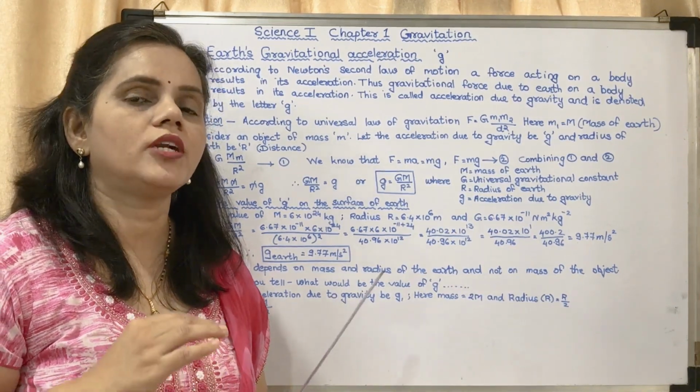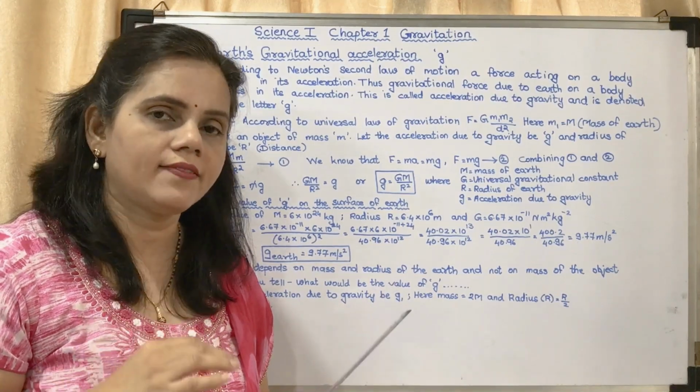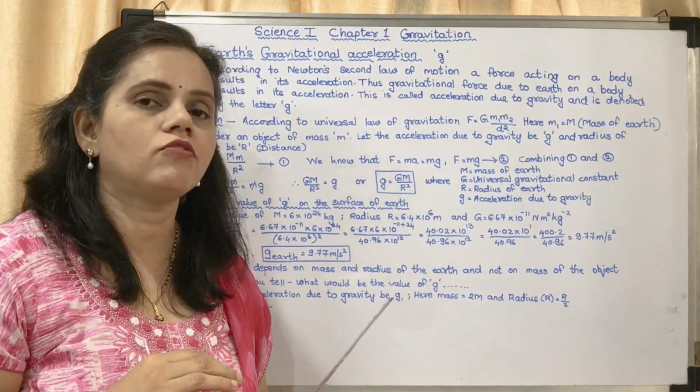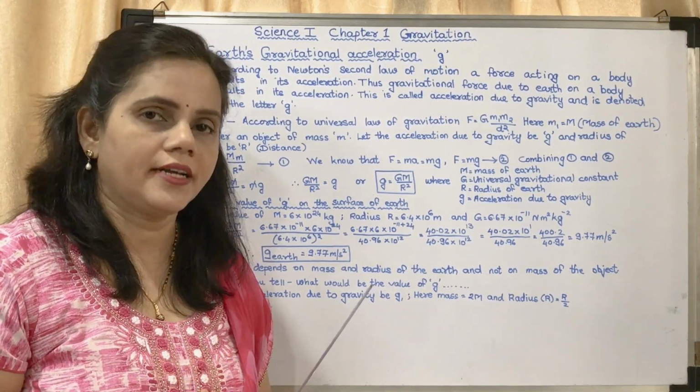I repeat, what is capital G? Capital G is the universal gravitational constant. And what is small g? Small g is acceleration due to gravity.